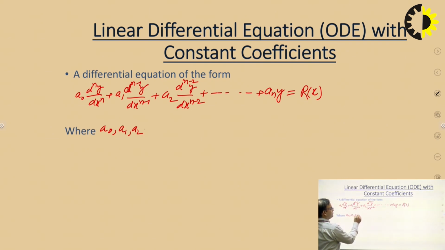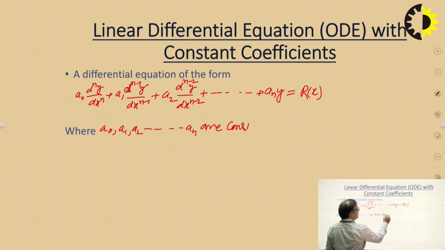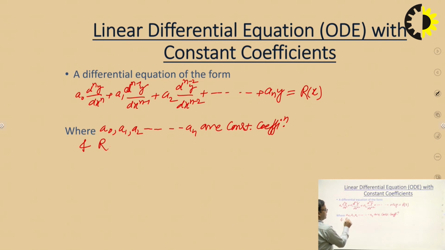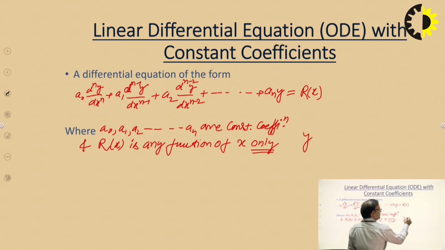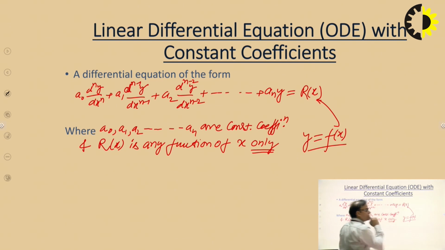Okay, this kind of equation is known as an ordinary differential equation with constant coefficients, where a naught, a1, a2 and so on, an are constant coefficients and R(x) is any function of x only. So why is it x only? Because here we are considering ordinary differential equations. In the case of the ordinary differential equation, we have functions of a single independent variable only. Therefore, here it is a function of x only.